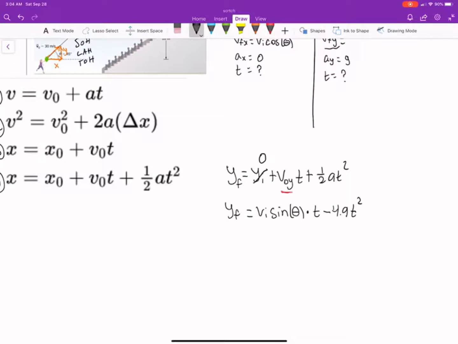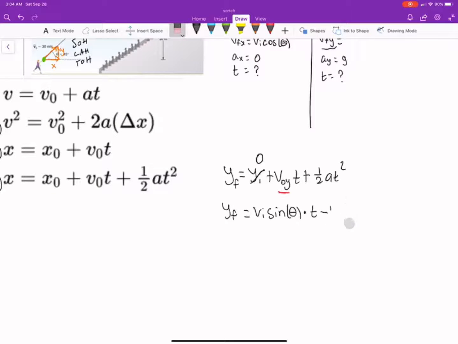Okay, and we know y final is 10. I'll go ahead and replace, you know what, no, I'm going to do this. Plus 1/2 gt squared. I want to keep everything as variables, just as an important lesson. So how are we going to do this? Well, this is a quadratic, so we can say 1/2 gt squared plus the initial sine theta times t minus y final is equal to 0.